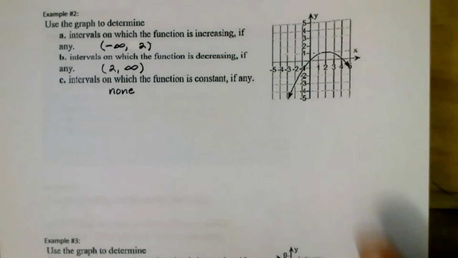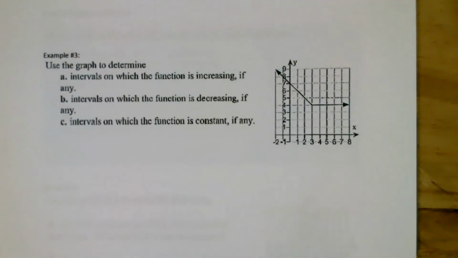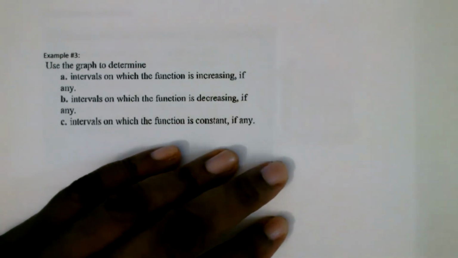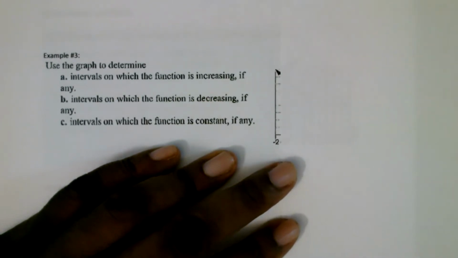Okay. Now, here's another example. Let's say I want to use the graph to determine the intervals on which the function is increasing, if any, the intervals on which the function is decreasing, if any, and the intervals on which the function is constant, if any. Okay. So again, I'm going to cover the graph up with a sheet of paper, and then move this sheet of paper from left to right.